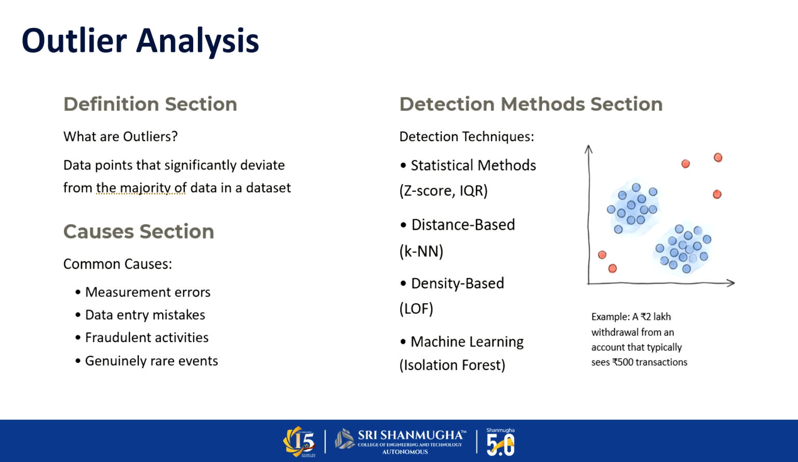In medical research, an outlier patient might have a unique genetic mutation. In business, an outlier salesman might have discovered a revolutionary new technique. So always investigate outliers instead of simply deleting them.